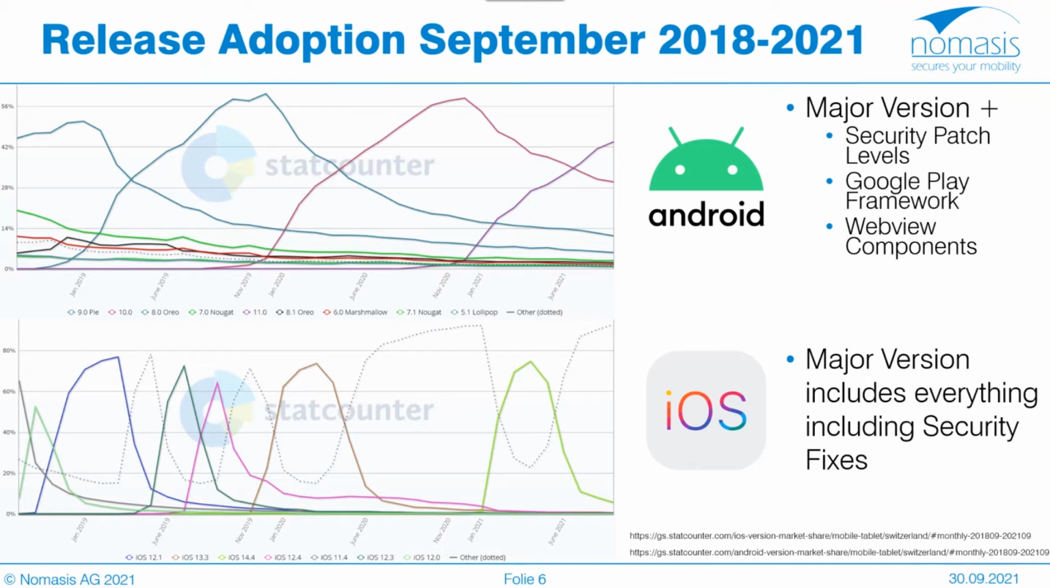So there's the question whether an Android 9, Android Pie version device with a security patch level from August 2021 should be more secure than an Android 11 device with a patch level from October last year. So it's not really the major version that's relevant for Android. It's more about the security patch level.